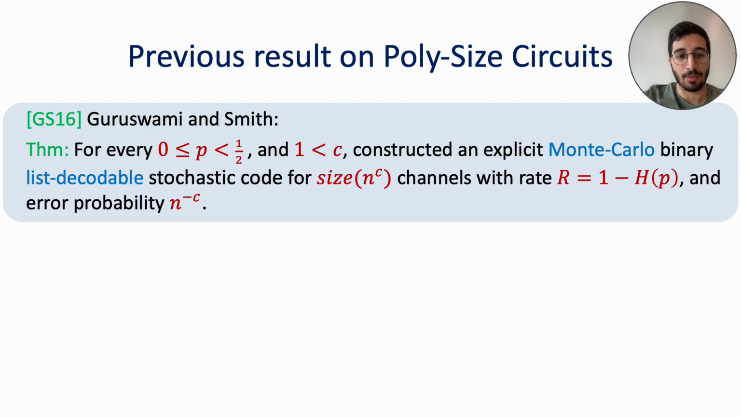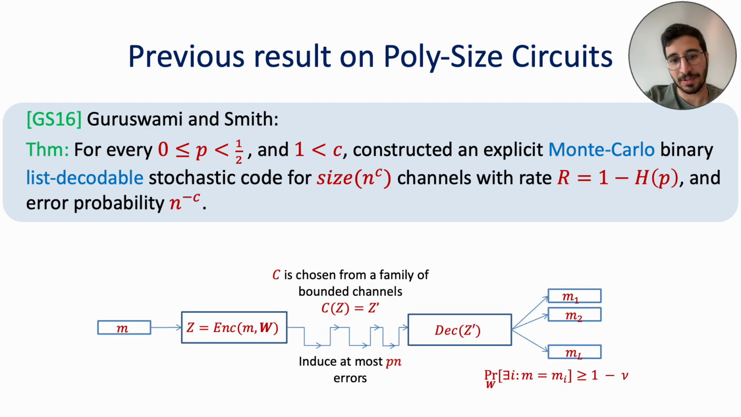Okay. Now, let's parse what's written here. First of all, let's start with the list decoding part. So by list decoding stochastic codes, I mean that with high probability, the decoding algorithm is going to output a list of candidates such that the original message is inside the list. Okay. So essentially the same as you would expect from list decoding, but only with high probability.